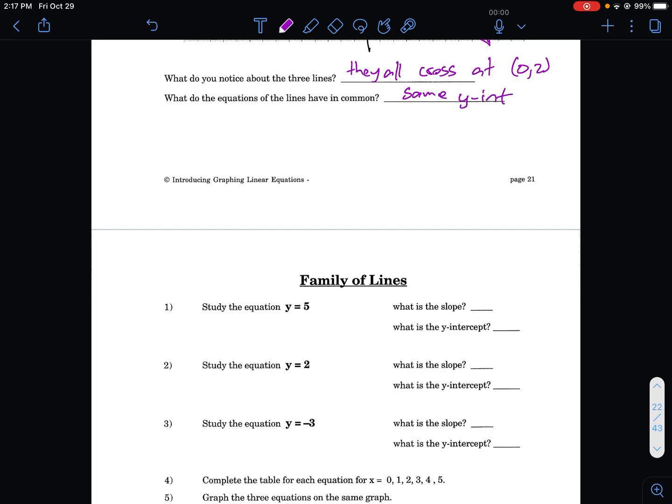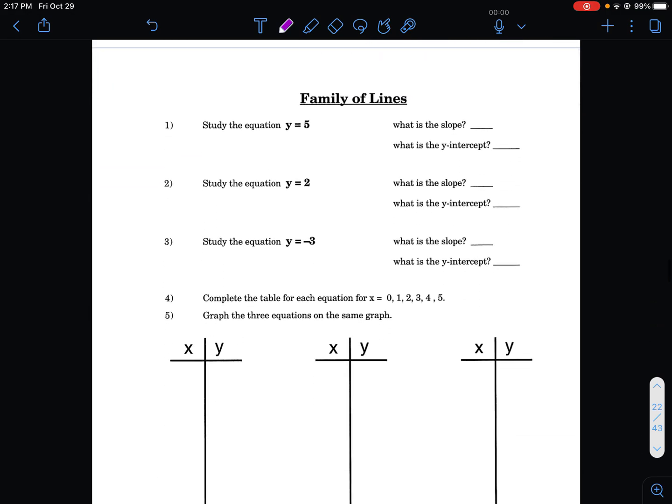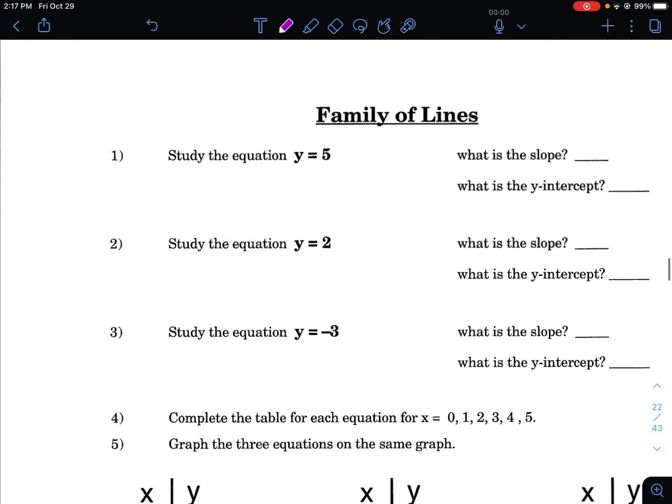All right. Let's take a look at the next family of lines. Remember, it's y equals mx plus b, where m is the slope and b is our y-intercept. Is the 5 going to be my slope or my y-intercept?